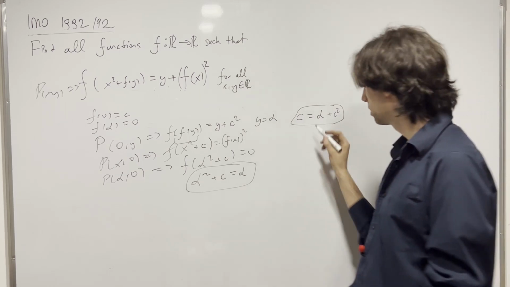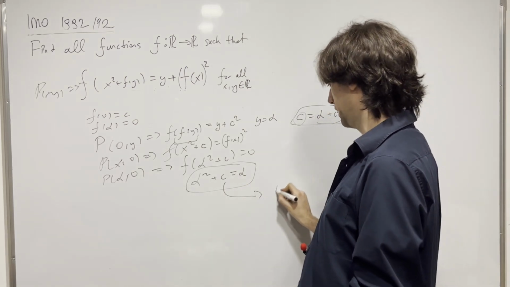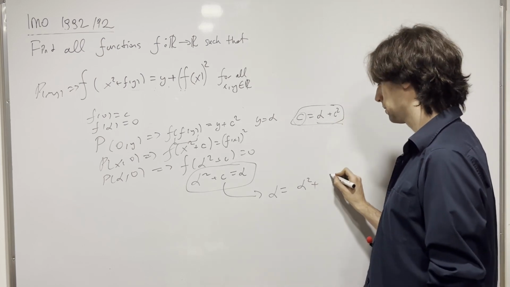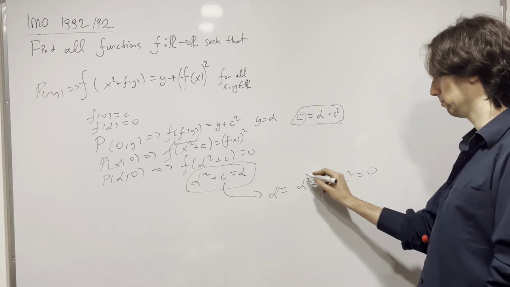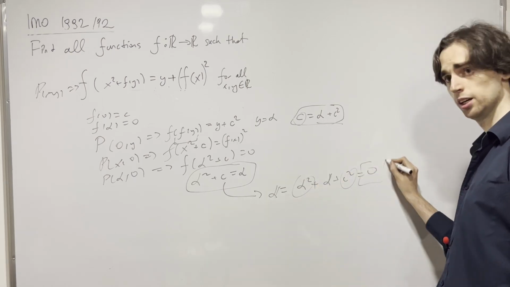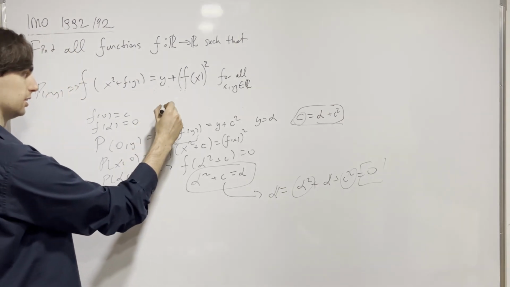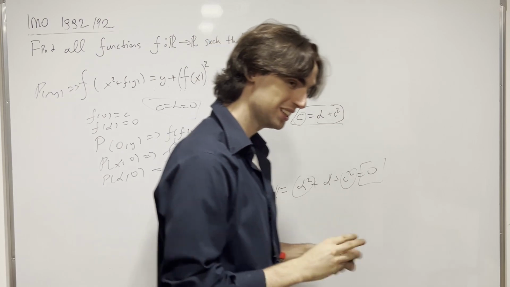And the answer is, well, if I just plug in c now, then I have alpha is equal to alpha squared plus alpha plus c squared. The alphas cancel out, and I have alpha squared plus c squared is 0, which implies that both alpha and c are equal to 0.